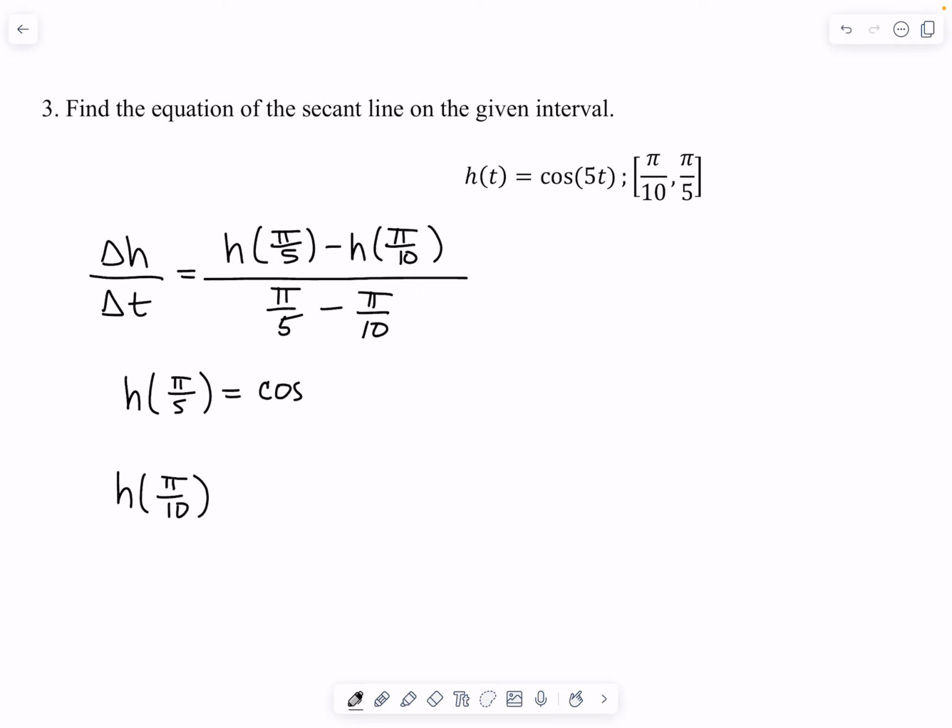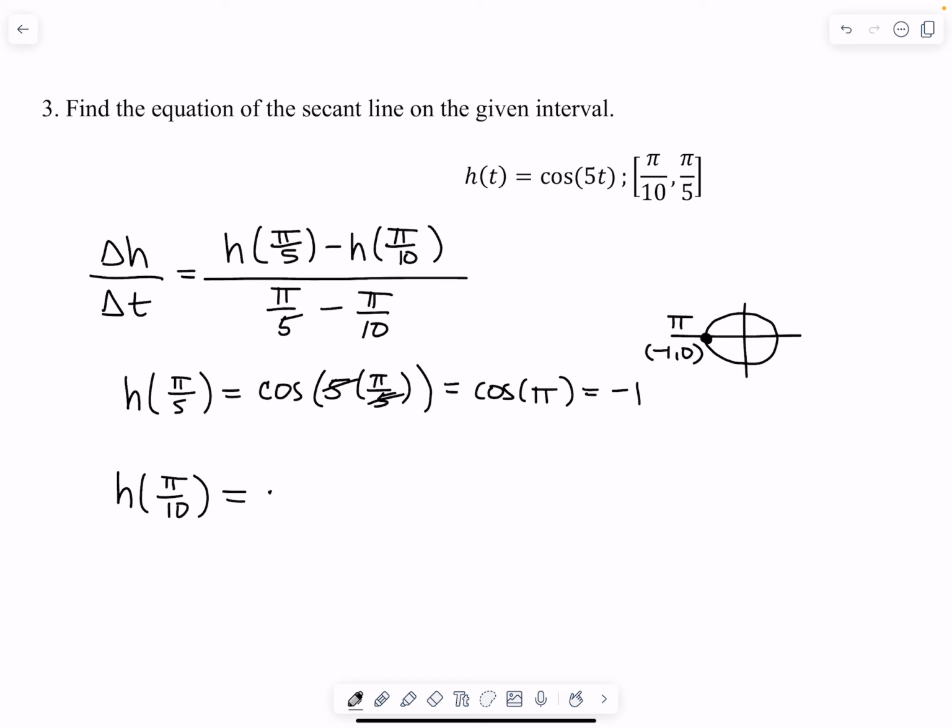So this first one would be the cosine of 5 times pi over 5. So the 5's would cancel. I get the cosine of pi. Just to remind ourselves, pi is a quadrantal angle. It's 180 degrees. It's over here. It would be at the point -1, 0. Cosine is the x, so we get -1. So the cosine of 5 times pi over 5 would be -1.